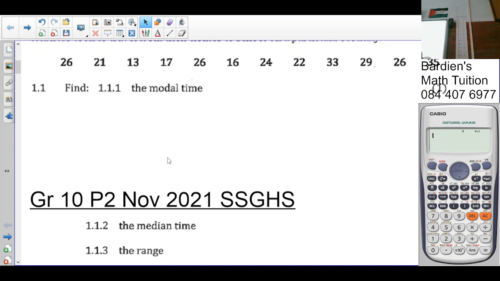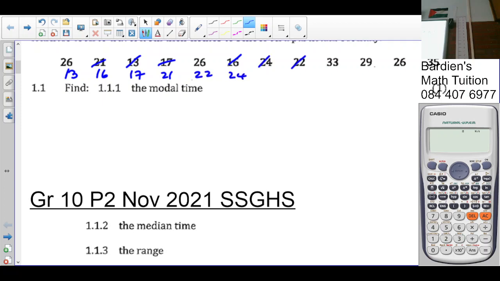So if you put these numbers in order, can someone give me the numbers in order quickly? 13, 16, 17, 21, 21, 22, 24, 26, 26, 26, 29, 30, 35. So what is the modal time? 26. Yes, 26 is the number that occurs the most.